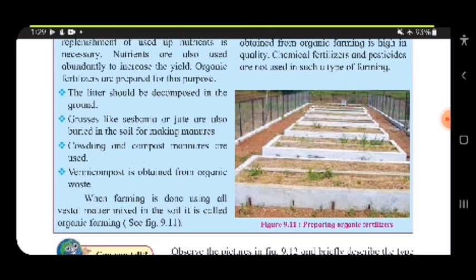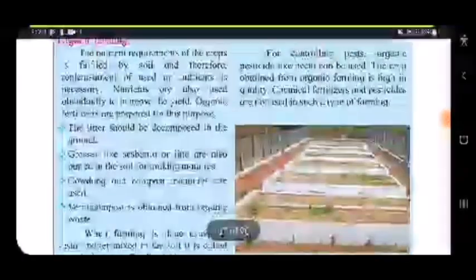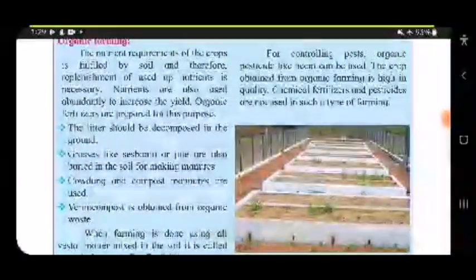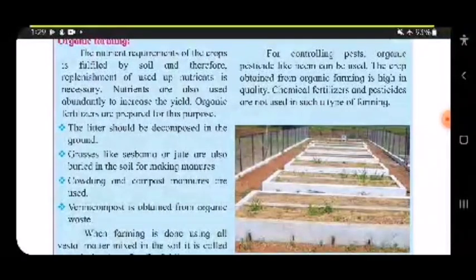That way the soil becomes rich and you get a good crop production. For controlling pests, organic pesticides like neem can be used. The crop obtained from organic farming is high in quality. So when the crop grows with these organic fertilizers, its production is very good. Chemical fertilizers and pesticides are not used in this type of farming.